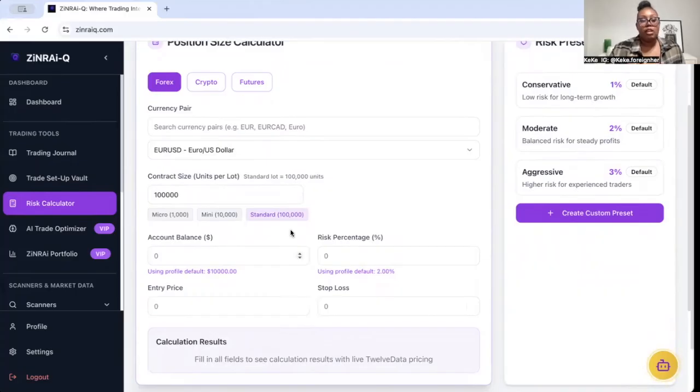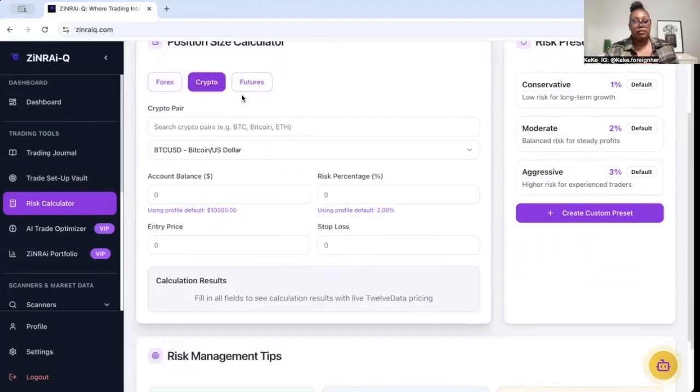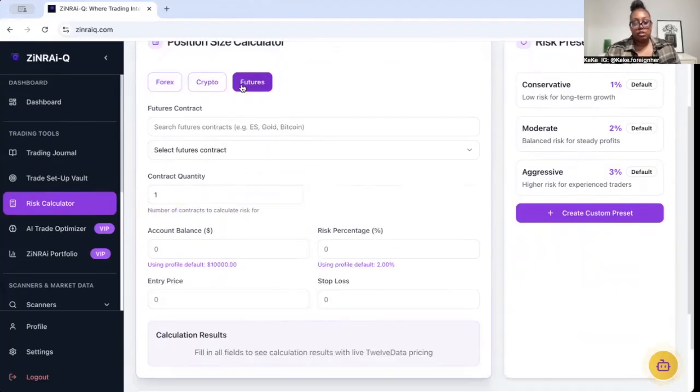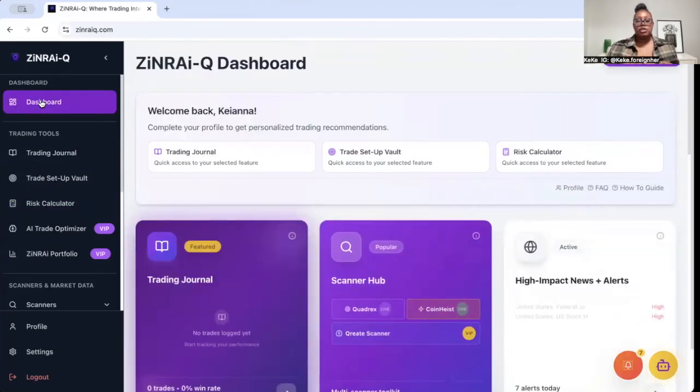Okay. So if we look here for Forex, you have all the parameters necessary to understand the risk that you'll be taking given your stop loss and entry, and of course, your account balance. You also have the same thing for crypto, same thing for futures. Okay, so it's very, very important to make sure you have all those key elements to really make an educated decision when it comes to your risk.